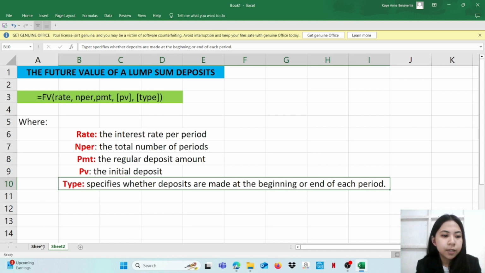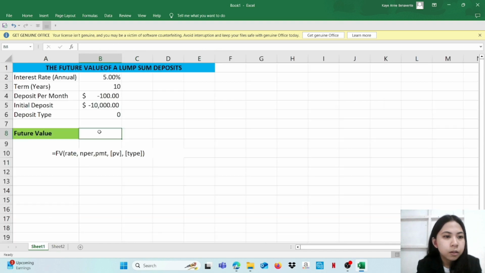So, may given example sa book. Interest rate is 5% annually. Term is 10 years. Deposit per month is $100. Initial deposit is $10,000 and deposit type is 0, which means that the deposits are made at the end of each period. So now we are going to compute for the future value.